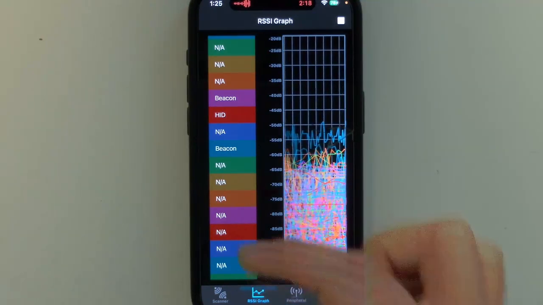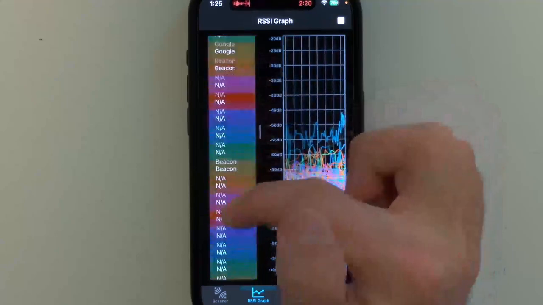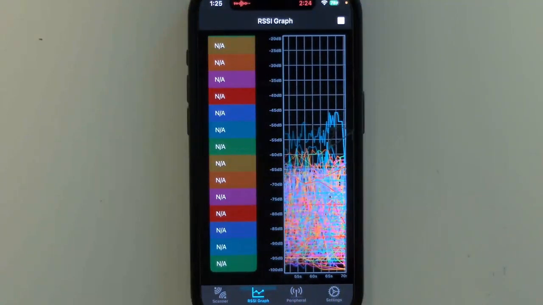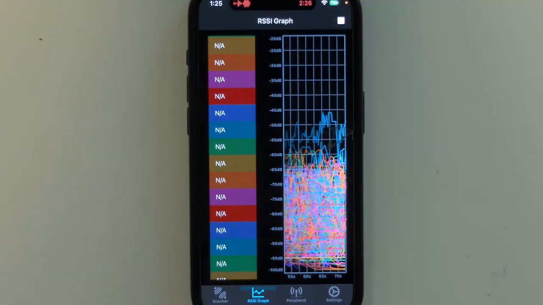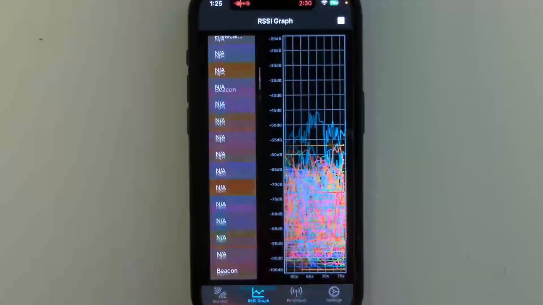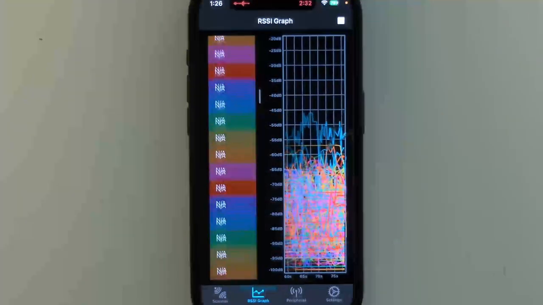Each line here represents all of the different Bluetooth devices that my phone is able to see right now, which is kind of crazy. There's a lot. There's a few hundred here. Pretty cool, right? I mean, it makes sense.